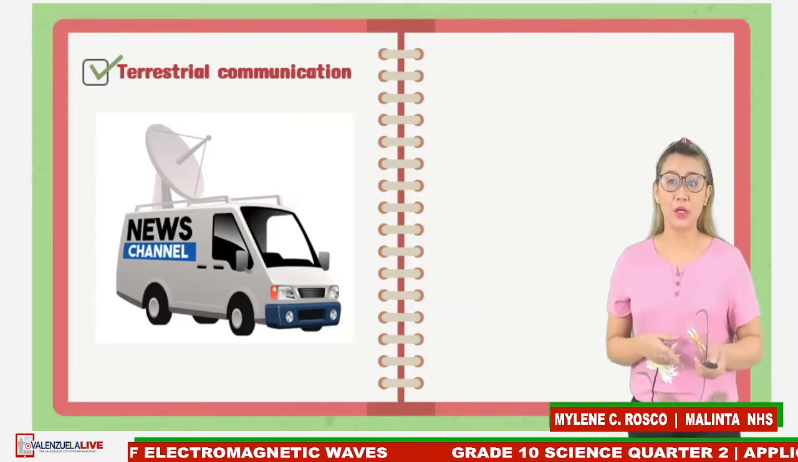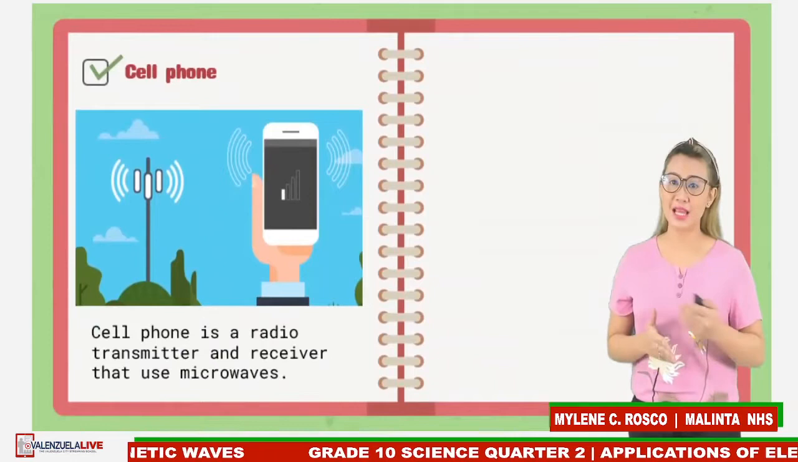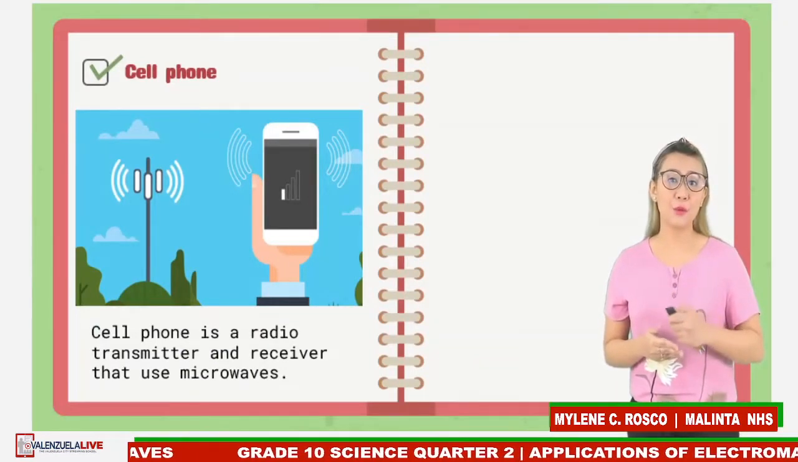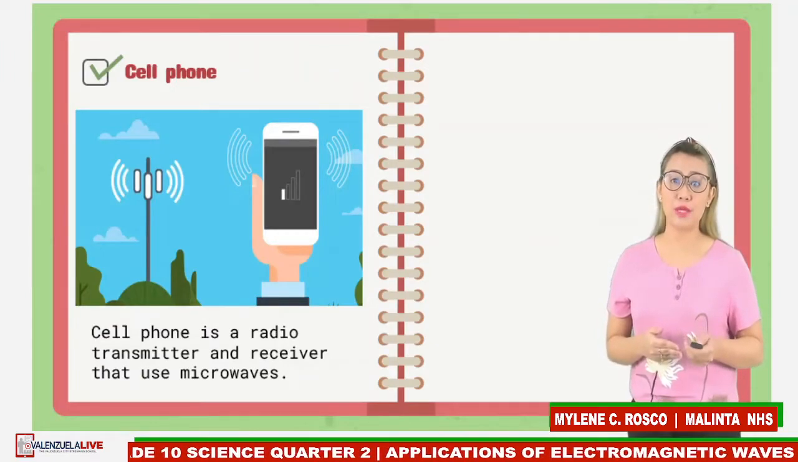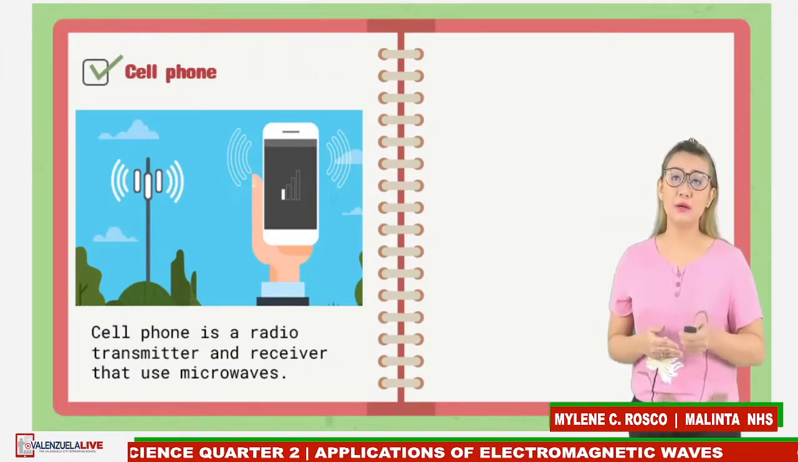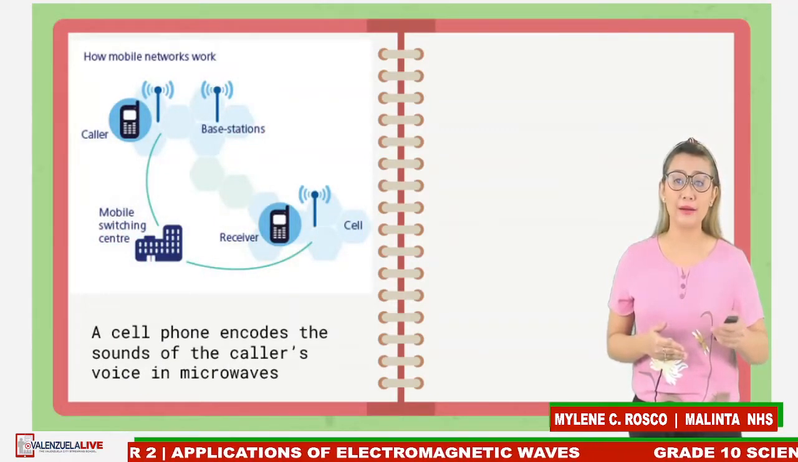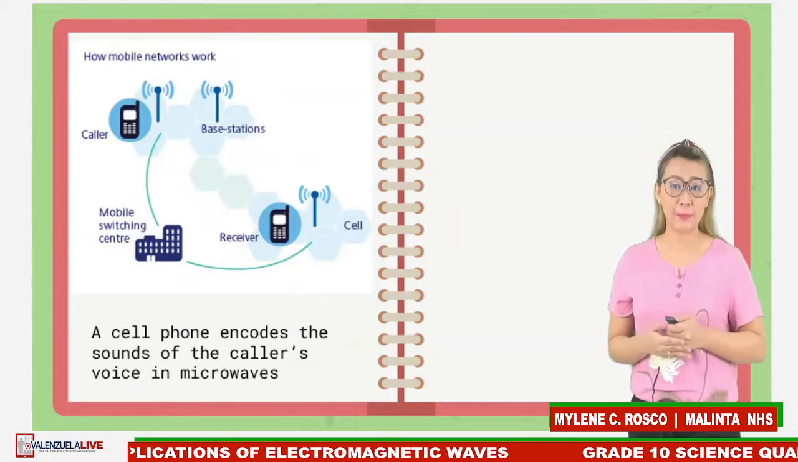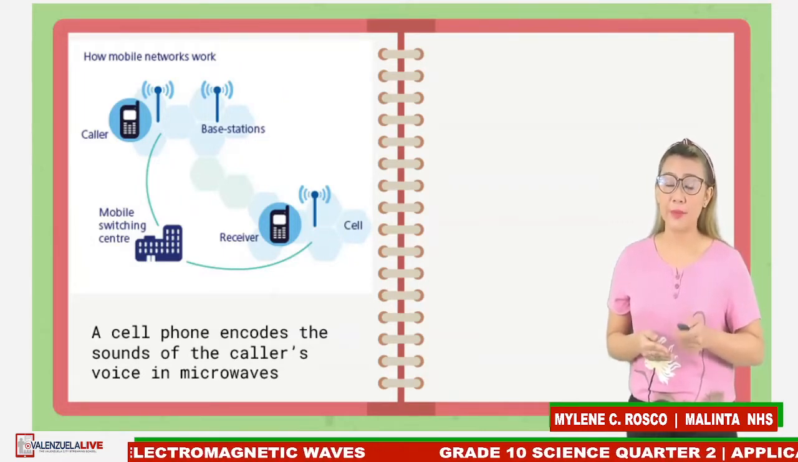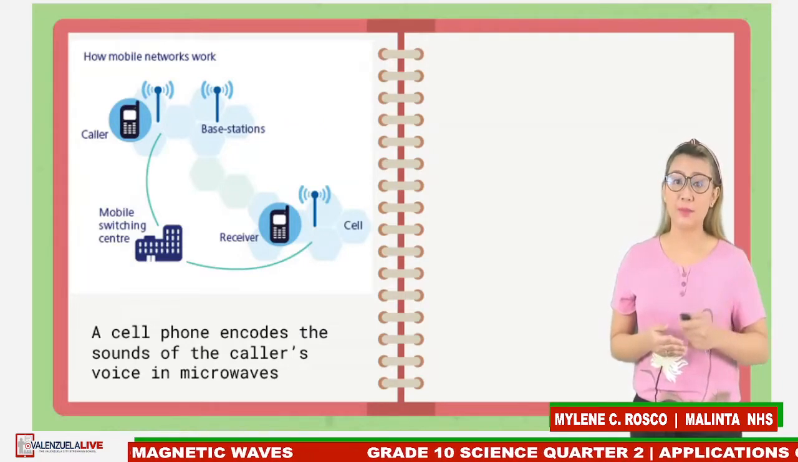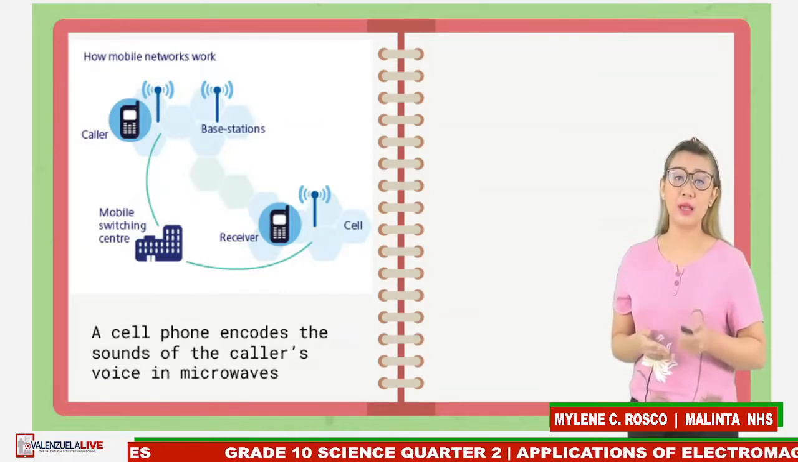And another application of microwaves is the cellular phone. A cell phone is a radio transmitter and a receiver that uses microwaves. Cellular phones depend on an overlapping network of cells, or areas of land several kilometers in diameter. Each cell has its own tower that receives and sends microwave signals. Cell phone signals are carried through the air as microwaves.